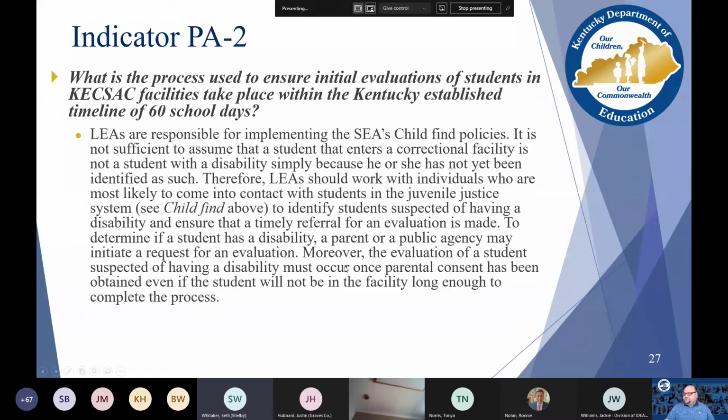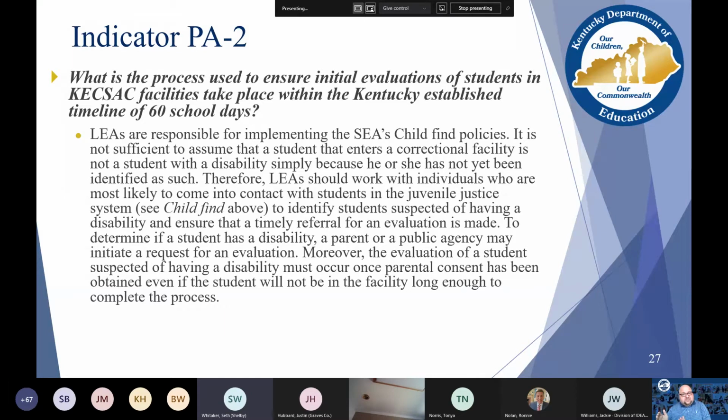So again, the evaluation of a student suspected of having a disability must occur once parental consent has been obtained, even if the student will not be in the facility long enough to complete the process. So you don't just stop because you know a student's going to be transferred. Until the last moment they leave, you're going to continue that process. It's supposed to continue in the next facility.